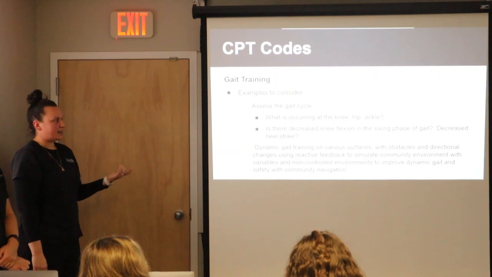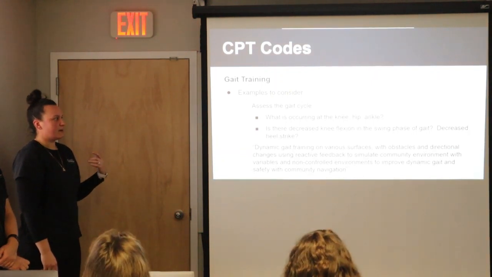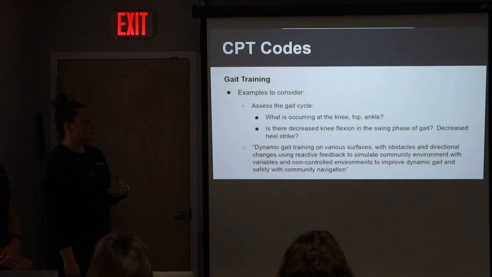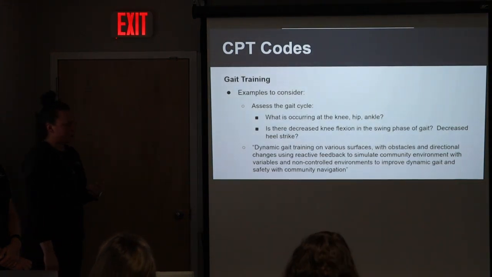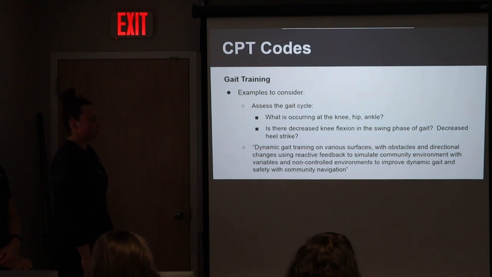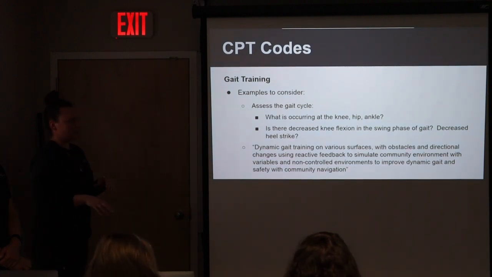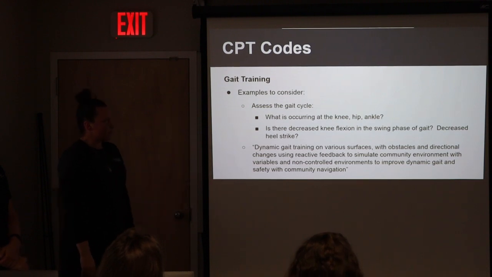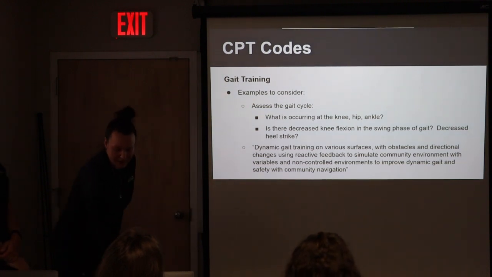So, are you assessing their gait cycle? Are you instructing them on how to improve their knee flexion in the swing phase of gait? Are you cueing them to have a better heel strike for extension? And then down here is an example of how you're using reactive feedback to simulate a community environment where the variables aren't as controlled. That's how you're promoting more dynamic gait training, where you can also bill gait training, versus just neuro-rehab or TheraX.